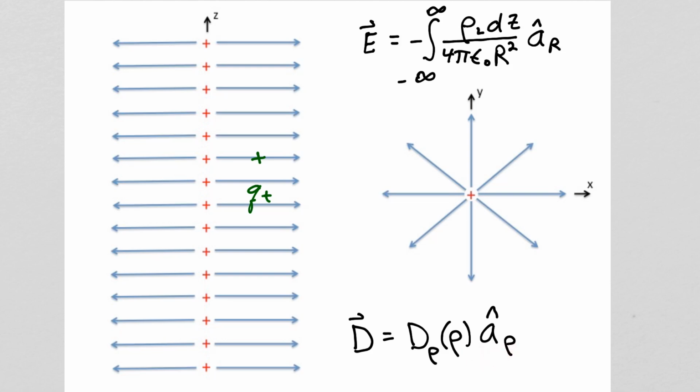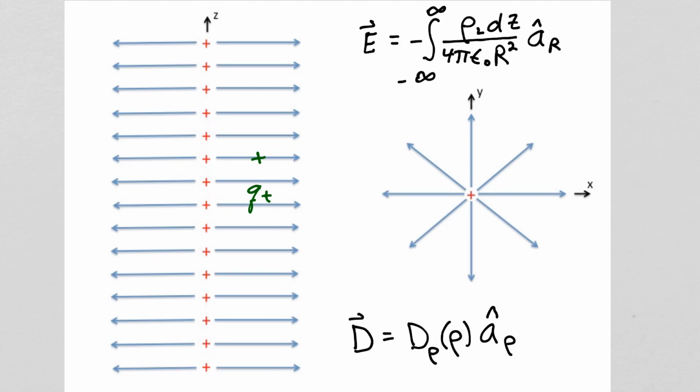If you move in the z direction, up or down, the force won't change. So it does not depend on the variable z. If you move around the line of charge at a fixed value of rho, so you're moving in the phi direction, again, the magnitude of the electric flux density field doesn't change, so it does not depend on phi. The only variable it depends on is rho, the distance you are from the line of charge. So this is the form of our electric flux density field.